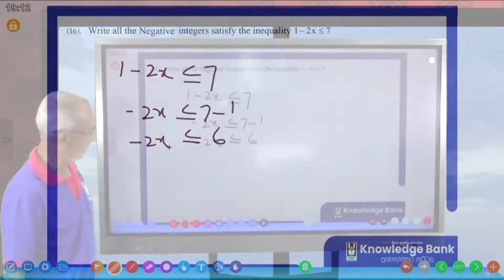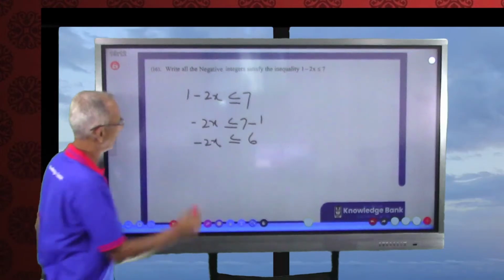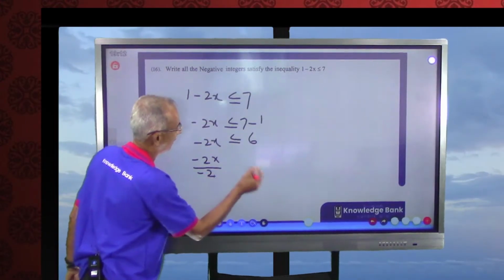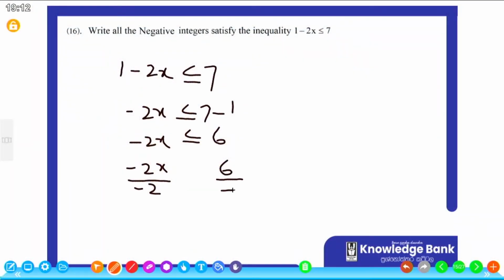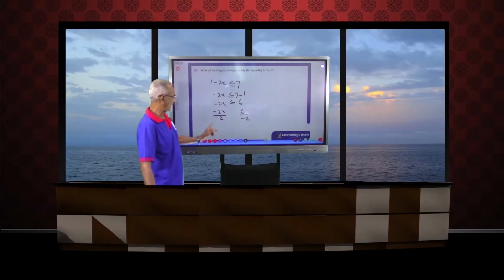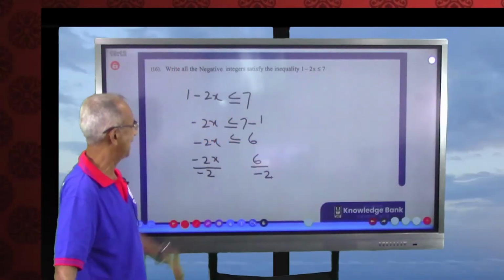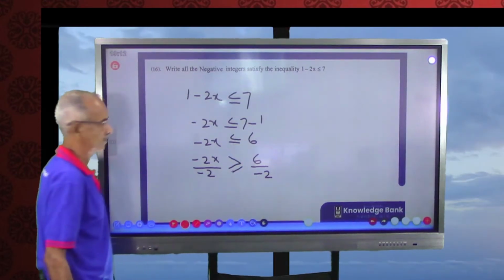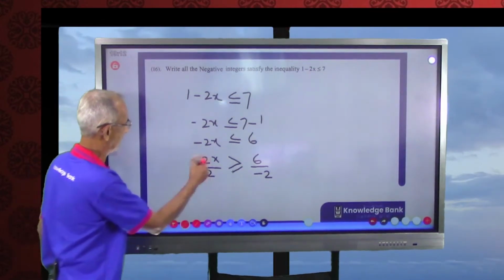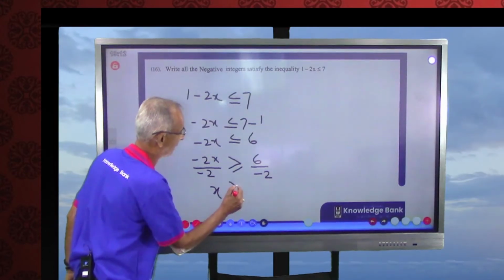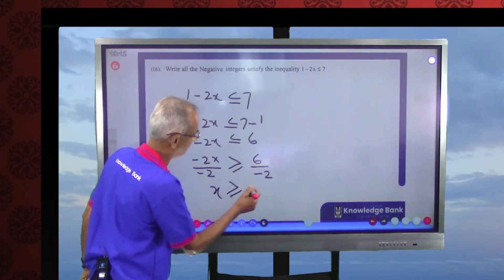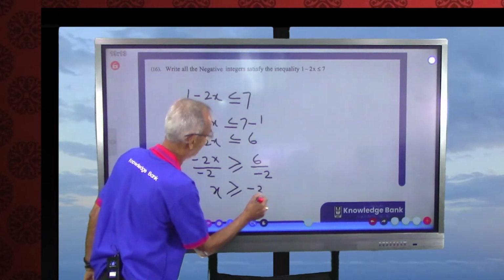Then I will divide both sides by minus 2. Minus 2x divided by minus 2, and 6 divided by minus 2. But there is a rule here: if we divide by a negative number, the sign changes. So this becomes greater than or equal to 6 over minus 2. We can cancel these, and x remains greater than or equal to 6 divided by minus 2, which is minus 3.